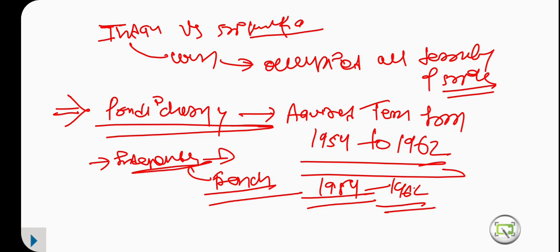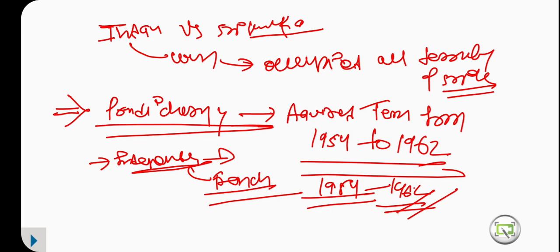From 1954 until 1962, Pondicherry was regulated as an acquired territory by the Indian government, and after 1962, Pondicherry was converted into a Union territory by the Indian government. So look, what is the example of the acquired territory? The best example of the acquired territory in India is Pondicherry.